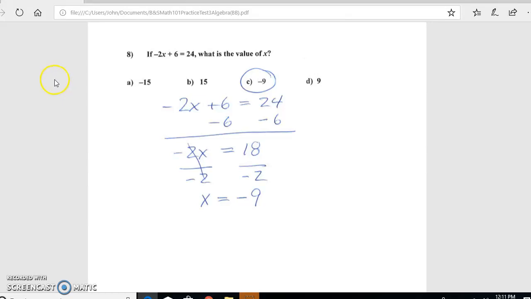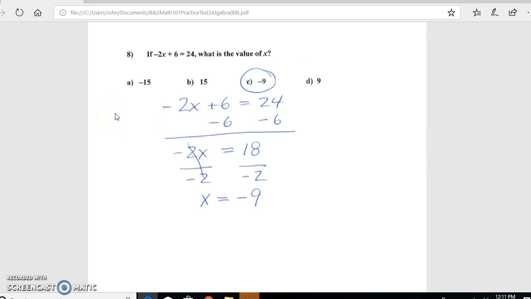This is the practice test for algebra, and here we're working on problem number 8, which says if minus 2x plus 6 equals 24, what is the value of x? So I want to solve this equation for the value of x. And here is my equation down here.